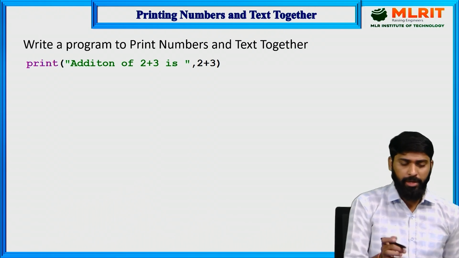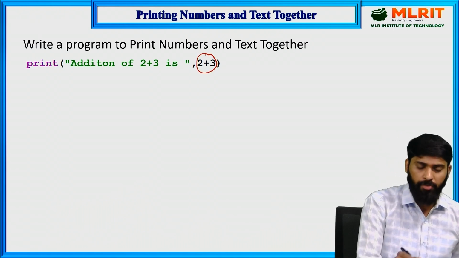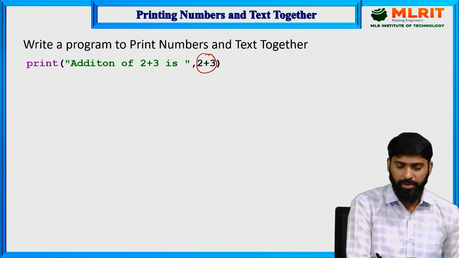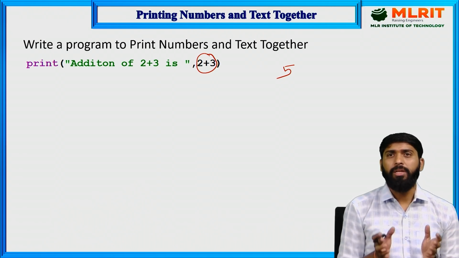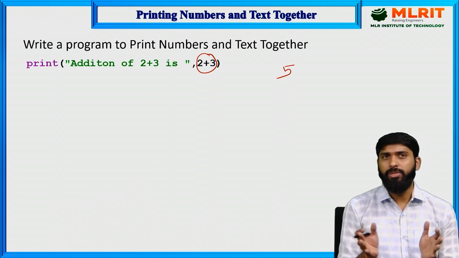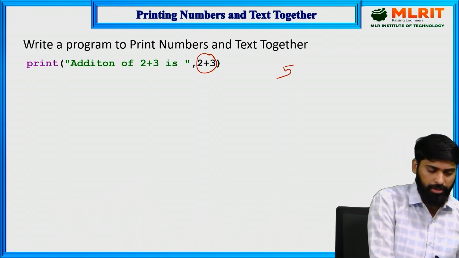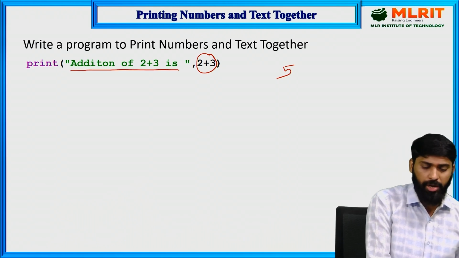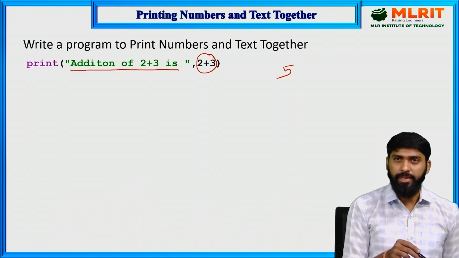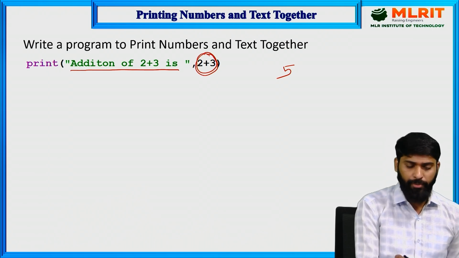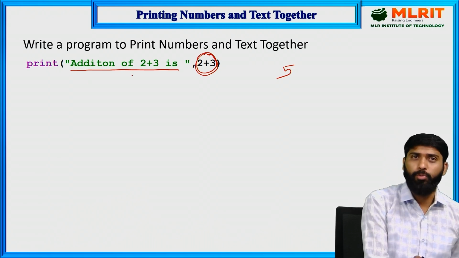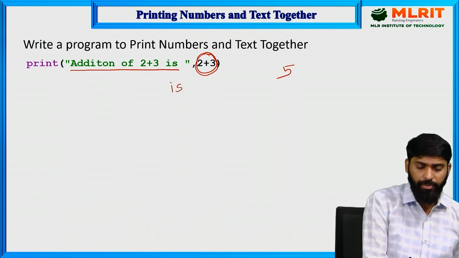Okay. So next, printing numbers and text together. For example here, 2 plus 3. What is 2 plus 3? 2 plus 3 is 5. Now here, I want to print numbers and text together. How? Same, print addition of 2 plus 3 is, and here I am giving the 2 plus 3. Now 2 plus 3 equals 5. It prints addition of 2 plus 3 is 5.